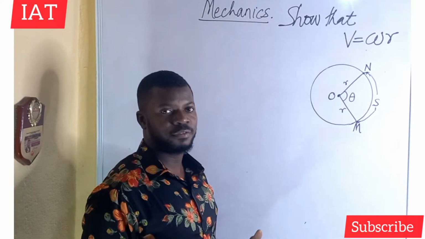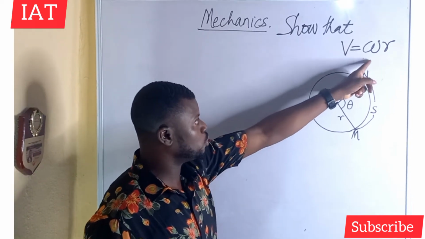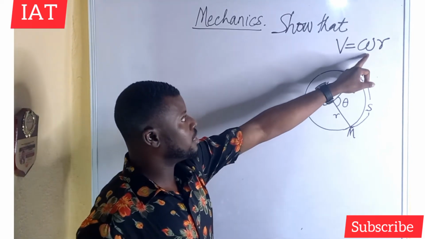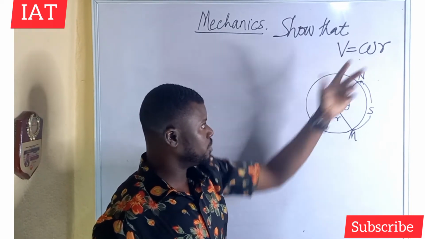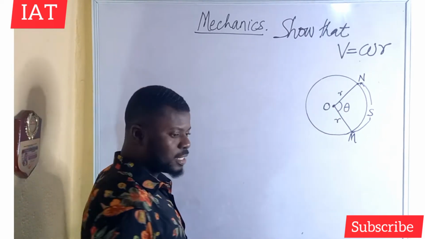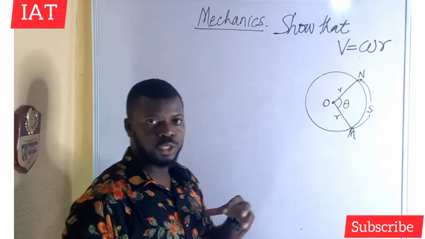Derive that v is equal to omega r. V here stands for linear velocity. Omega here is the angular velocity. r is the radius. So we're going to interpret this, and this comes under mechanics. And under this, that's what we call curvilinear motion.